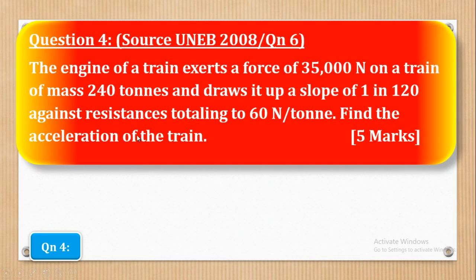So now we shall go to question 4. Question 4 came from UNEB 2008 paper 2 question 6, and it says the engine of a train exerts a force of 35,000 newtons on a train of mass 240 tons and draws it up a slope of 1 in 120, know that word, 1 in 120, against resistances totaling to 16 newton per ton, know that word, 16 newton per ton. Find the acceleration of the train.